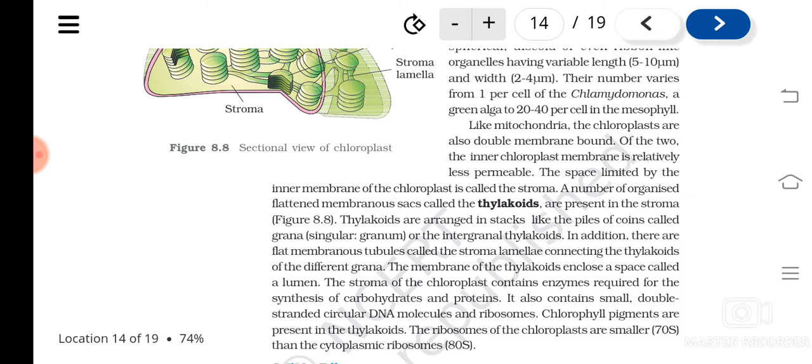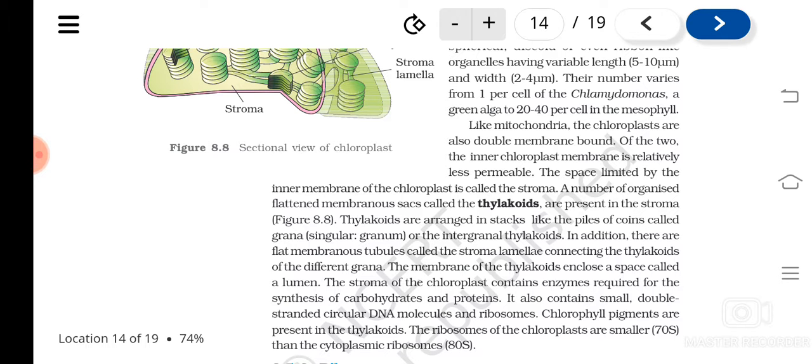So what are the two parts of the chloroplast? One is stroma. What is stroma? The matrix of the chloroplast is known as the stroma. And in the stroma, what you can see is membranous sac-like structures. Each of those is known as a thylakoid. When they are present as stacks, like piles of coins, we call it grana, or intergranal thylakoids.